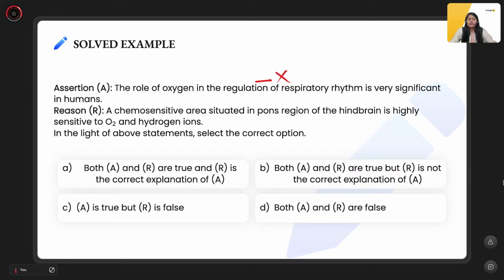Now let us look at the reason. A chemosensitive area situated in the pons region of the hindbrain is highly sensitive to O2 and hydrogen ions. See, why will this be wrong? Because I told you the chemosensitive area can measure CO2 and H+ ions, but it cannot measure O2. Okay, so this is wrong. Plus there are two chemosensitive areas.